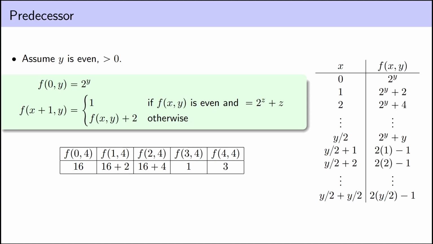In general, the sequence of values is going to follow this pattern here on the right, starting at 2 to the y, working up in steps of 2 until we get to 2 to the y plus y, then resetting to 1 and working our way back up, ultimately to y minus 1. I've written the entries of this table in this particular way so that you can see that these numbers and these numbers are the same on the journey back up from the reset. And it's at this resetting that the clever bit happens.